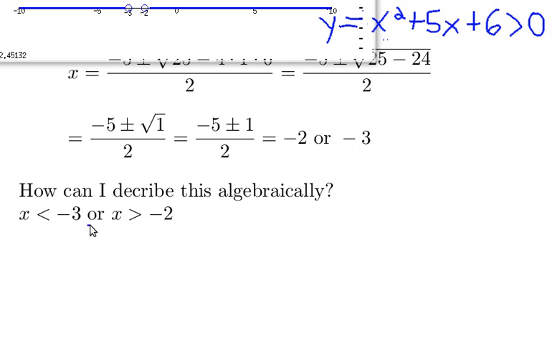It's very important that I use or here, because I want to include this. This is the merging of the two individual graphs. If I said x is less than negative 3 and x is greater than negative 2, well, list for me a few numbers that are simultaneously less than negative 3 and greater than negative 2. There are no such numbers. That doesn't make any sense. So this is the algebraic description of this graph. The way we did this is we found the graph and then came up with an algebraic description that fits both of them.